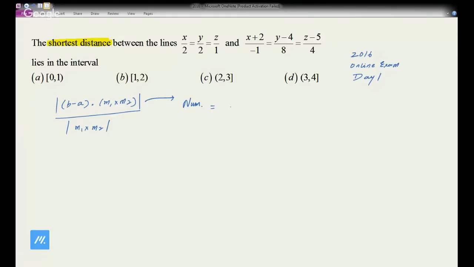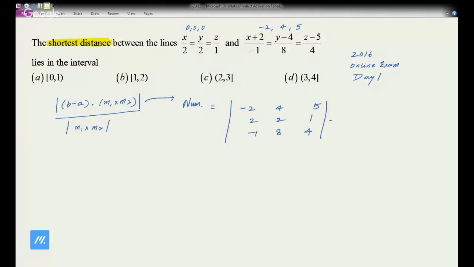B minus A, right? So B minus A. You can say that these are 0, 0, 0, and this point is minus 2, 4, 5. So minus 2, 4, 5, right? Other is 2, 2, 1, minus 1, 8, 4, right? This is what you will get. Simply done.